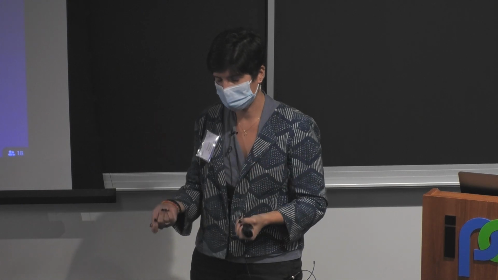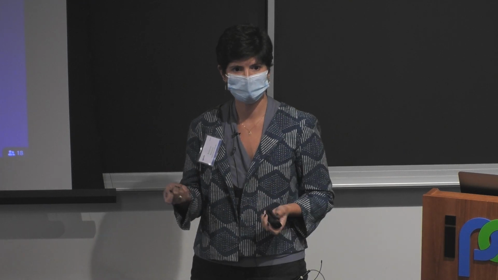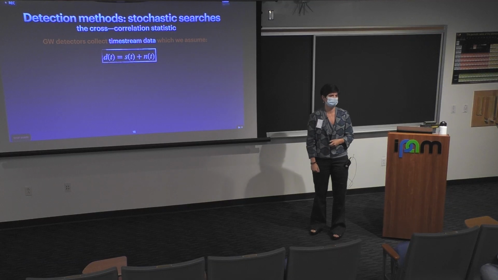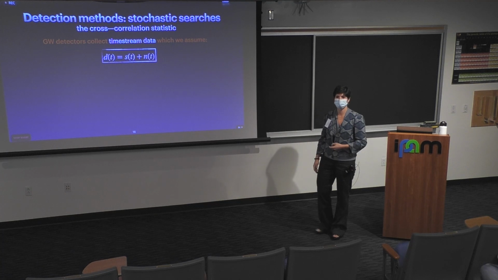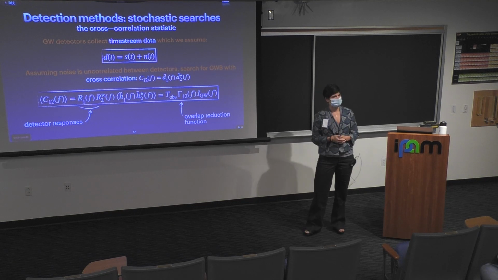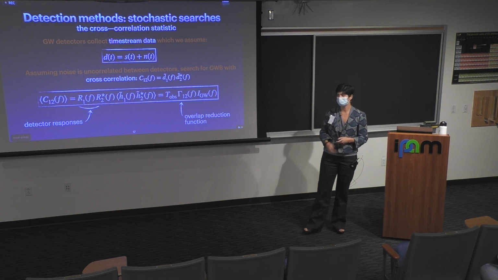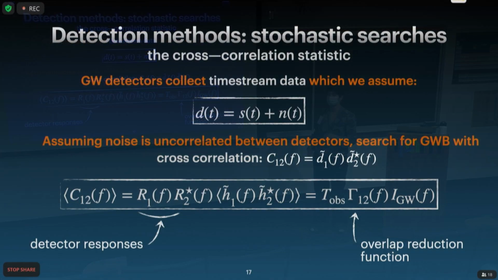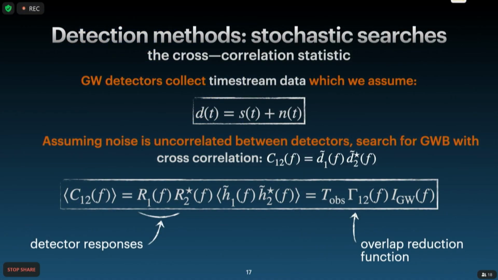Now, if you don't have a good model for your signal, so if your signal is a stochastic background and all you know about it is that it's stochastic, and all you know about the noise is that it's also stochastic, how do you pick the two apart? This is the whole basis of stochastic searches. What you do is come up with ways of getting rid of the noise, for example, by assuming that the noise is completely uncorrelated between two detectors.